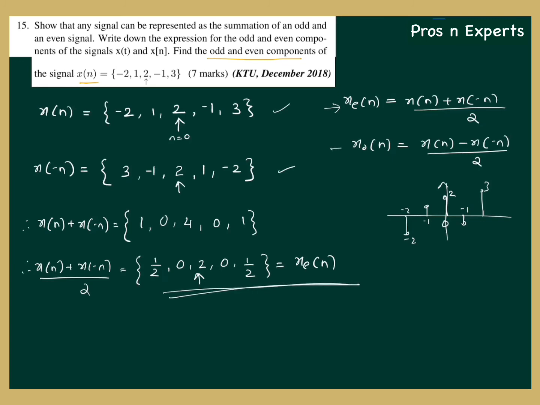Now to find out the odd component, we have to find x of n minus x of minus n. Provided you know these two values, I can always plot x of n minus x of minus n. Again, subtract x of minus n from x of n, corresponding samples. So minus 2 minus 3 is minus 5, 1 minus minus 1 is 2, 2 minus 2 is 0, minus 1 minus 1 is minus 2, and 3 minus minus 2 is 5. Therefore, this is just x of n minus x of minus n.